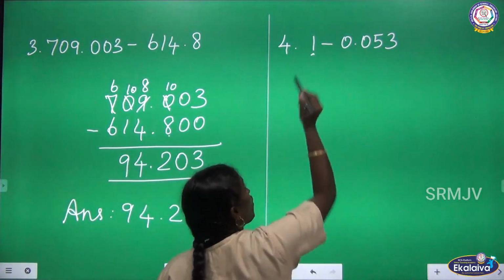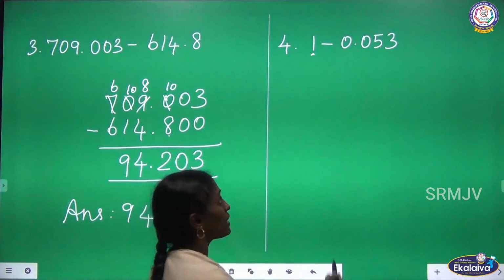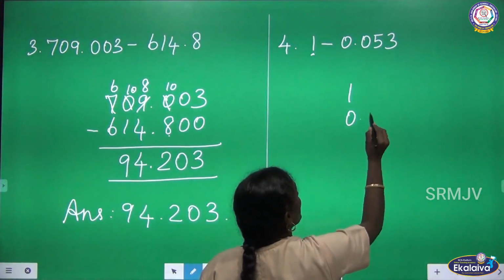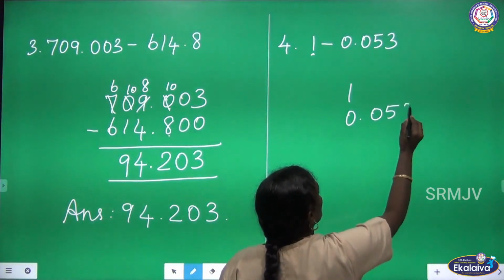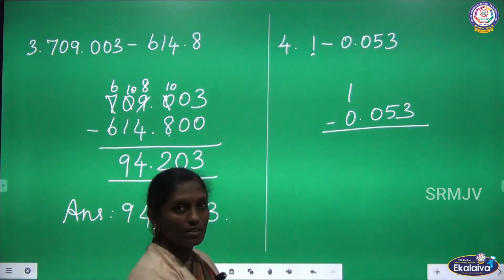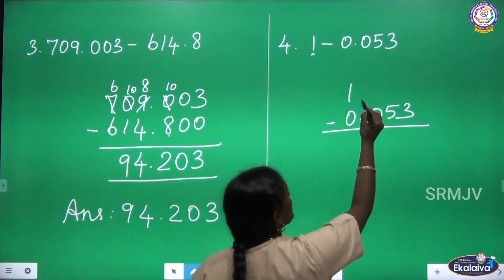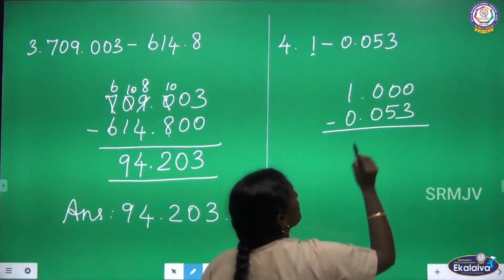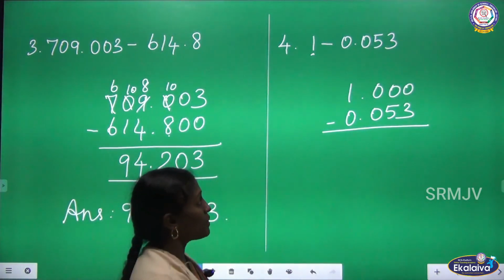The next question, 1 minus 0.053. Here 1 is the whole number, that is, no decimal place. Then the second number is 0.053. But in the second decimal number we are having 3 decimal places. To make these two numbers like decimals, we have to add 3 zeros here. After that we have to do the subtraction.